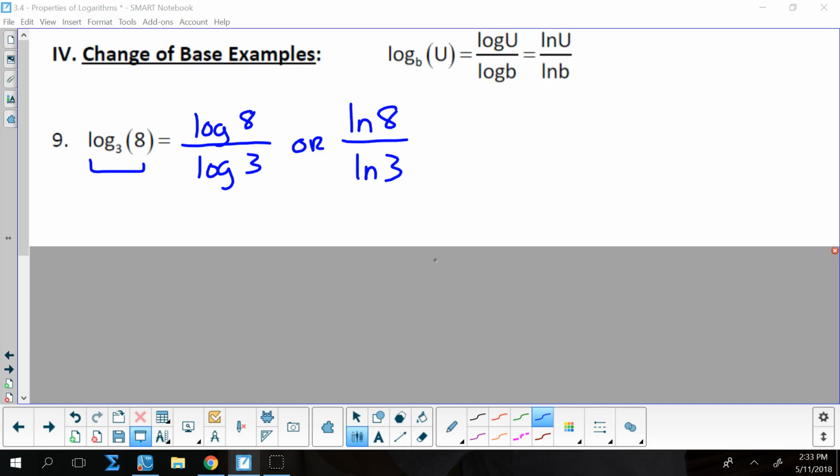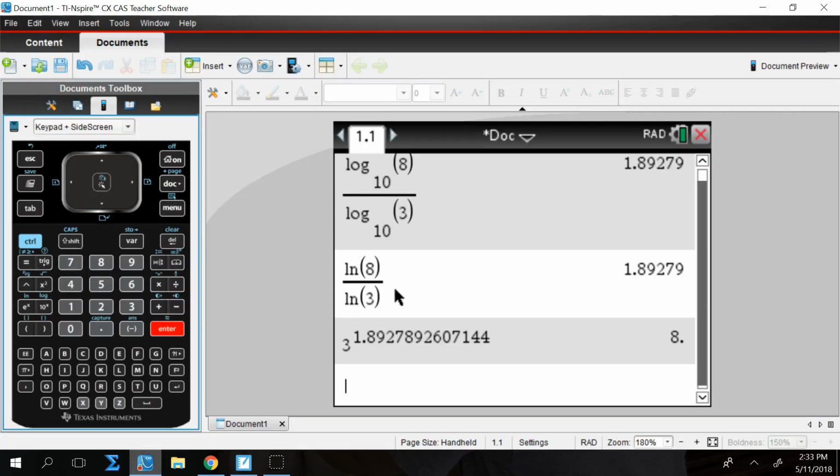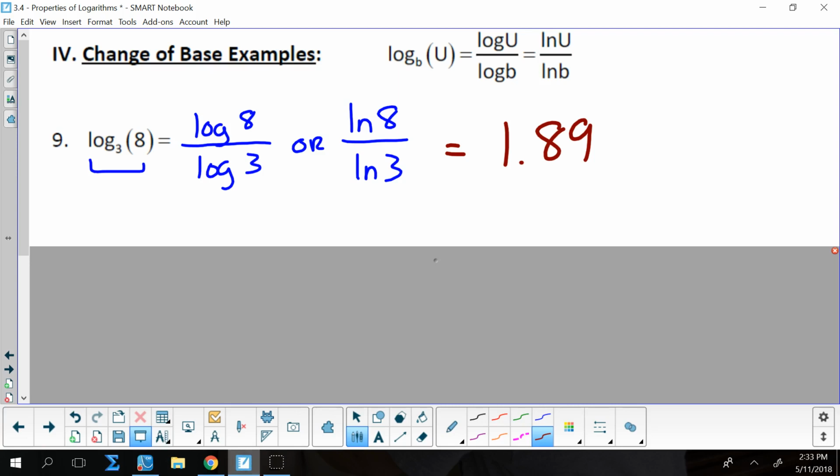And it makes sense to me that this is approximately 1.893. Okay, that is an approximation because 3 to the first power is 3, and 3 to the second power is 9, and 8 falls in between 3 and 9. And it's closer to 9, so that one should be closer to 2. Little logic check for you.